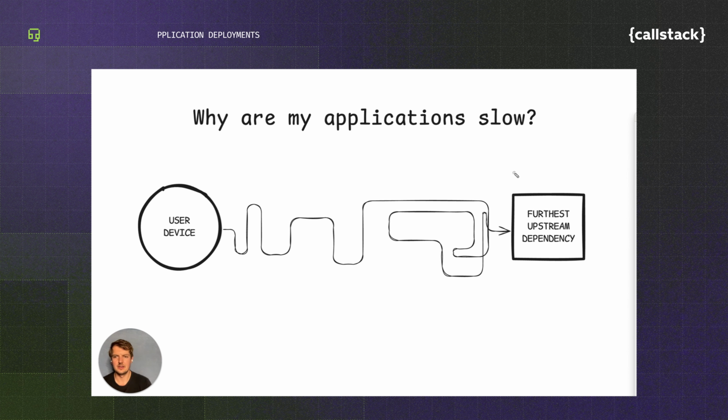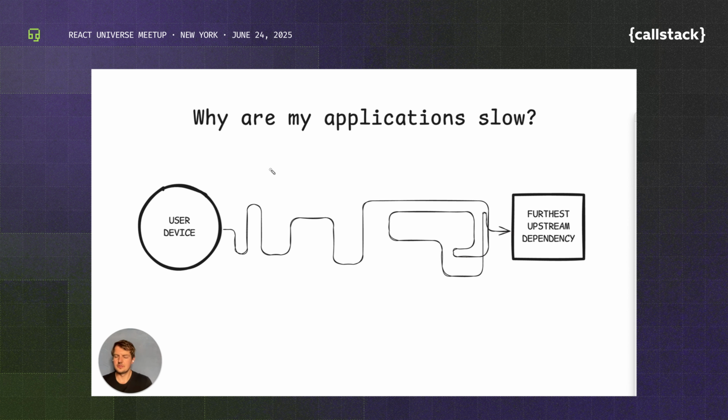And in this talk, I want to try to talk about how we demystify this. How do we give a concrete answer to the question, why is it slow? And who is to blame if it is slow? Which part of the application lifecycle is slow? Is it the app itself? Is it the request that it's doing? Is it anything else? There's a lot of things that happen in between the user device and the first upstream dependency.